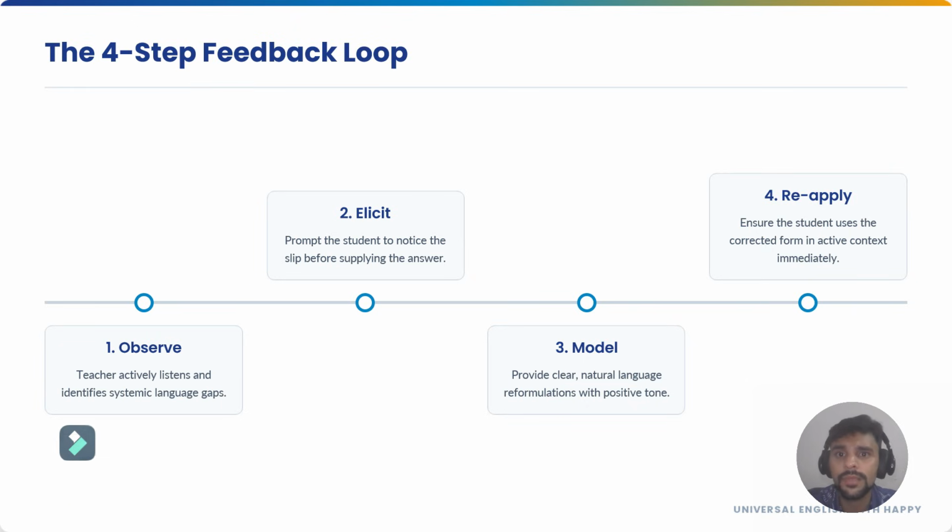Step number 3. Model. If self-correction fails, provide a clear, natural reformulation. Use an encouraging tone. Step 4. Reapply. This is the step most teachers skip. Once you provide the correct form, always have the student repeat the full corrected sentence in context immediately. Don't just accept a nod of understanding. Require vocal reapplication so the correct form registers in muscle memory.